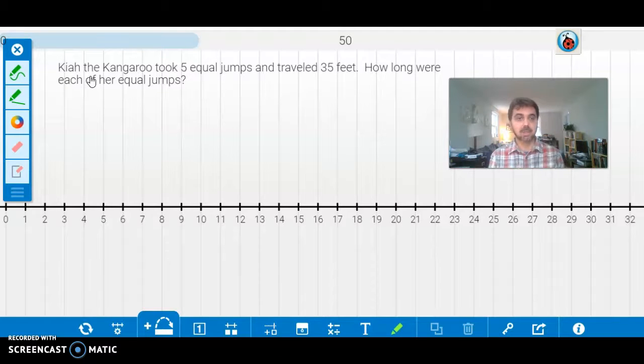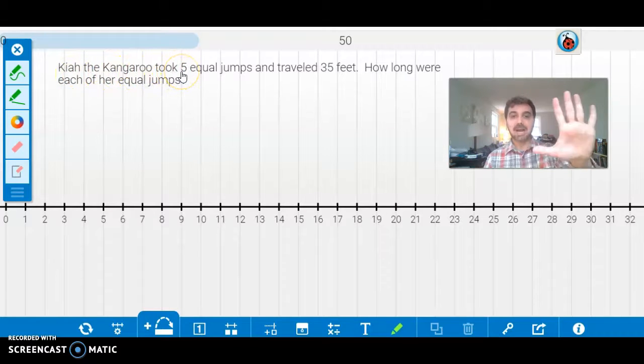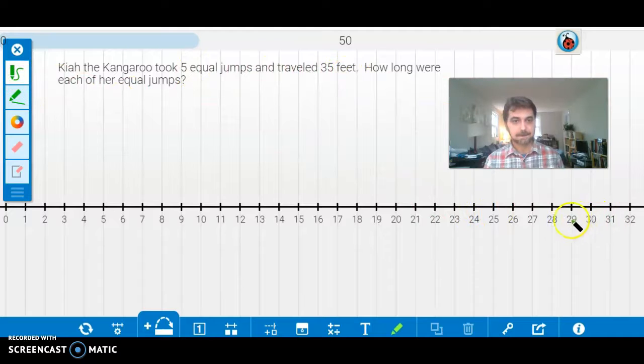And that's division. Please read along with me, boys and girls. It says, Kia the kangaroo took 5 equal jumps and traveled 35 feet. Oh boy, this doesn't even go to 35 feet. We'll have to pretend we know it's over there. How long were each of her equal jumps?